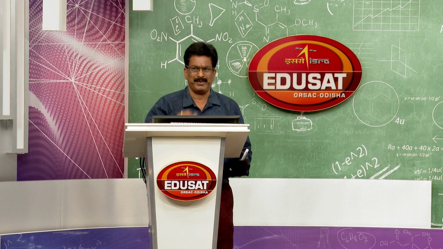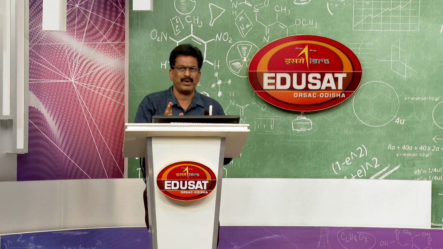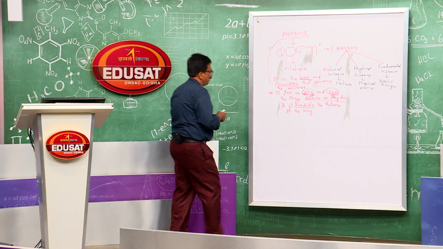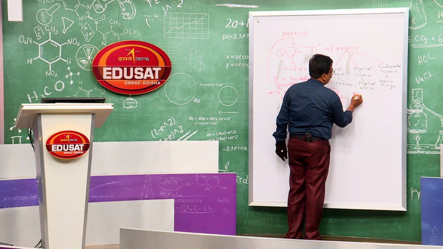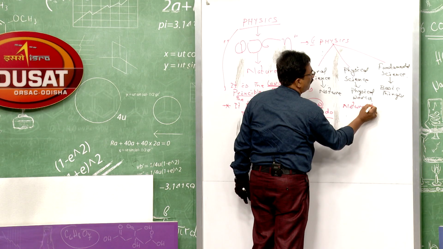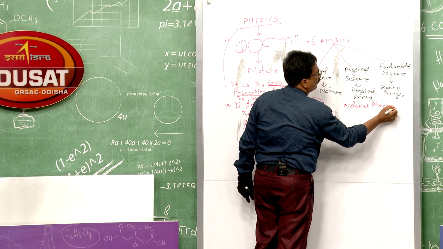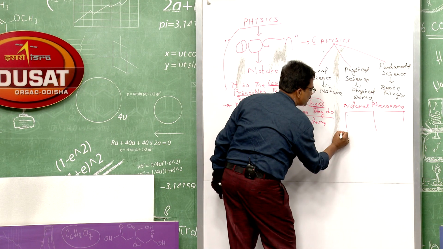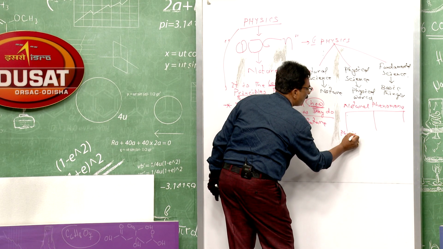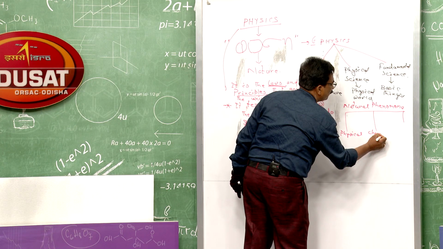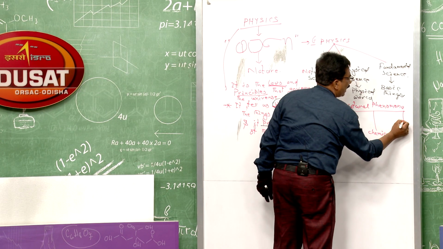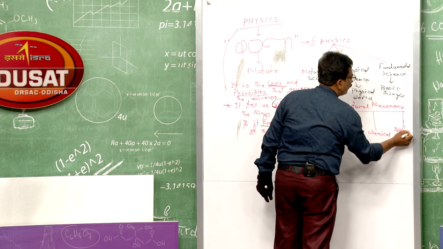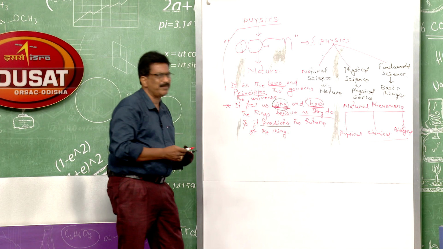Therefore, the natural phenomena which are going on in this universe are broadly divided into 3 types. The natural phenomenon is of 3 types: one is physical, one is chemical, and another one is biological. These are the 3 natural phenomena which are going on.